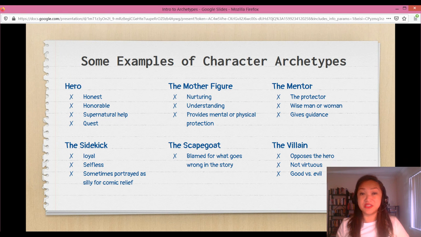There is also the scapegoat, someone who is blamed for what goes wrong in the story. And the opposite of the hero would be the villain, so someone who opposes the hero, not virtuous. And this kind of plays into the conflict of good versus evil. So when you think of heroes, who is the hero's opposite? Those are examples of character types.